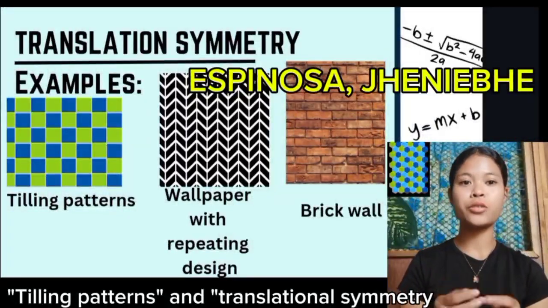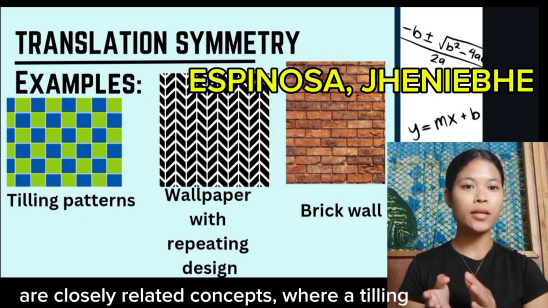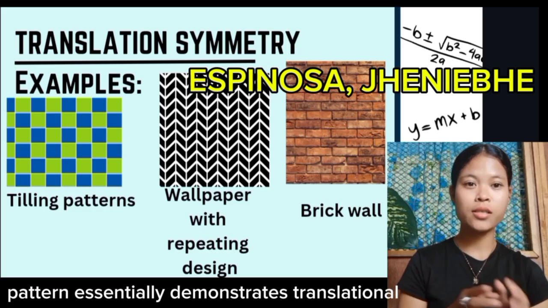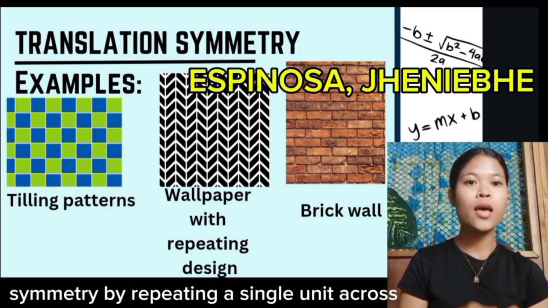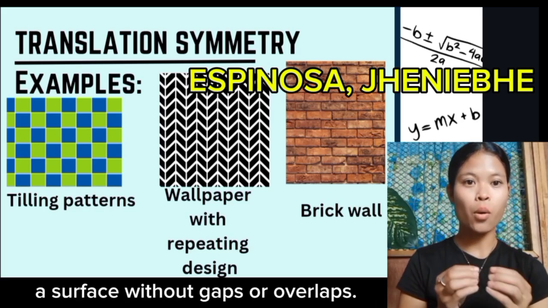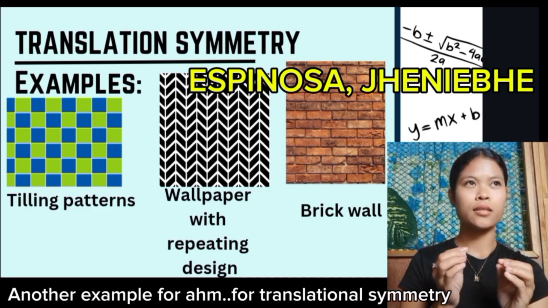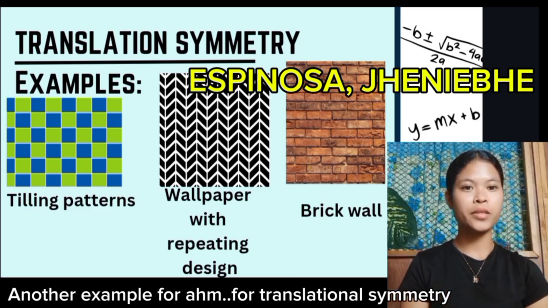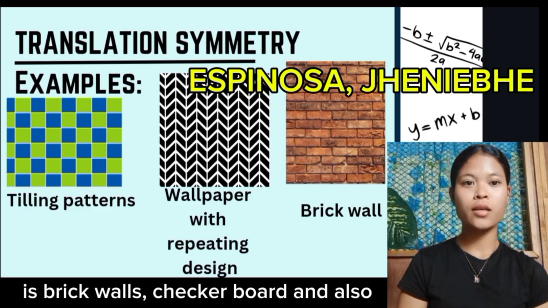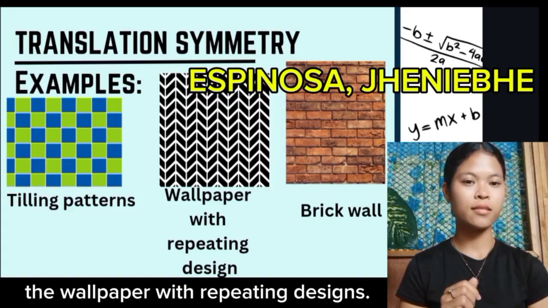Tiling patterns and translational symmetry are closely related concepts, where tiling patterns demonstrate translational symmetry by repeating a single unit across a surface without gaps or overlaps. Other examples of translational symmetry are brick walls, checkerboards, and also wallpaper with repeating designs.